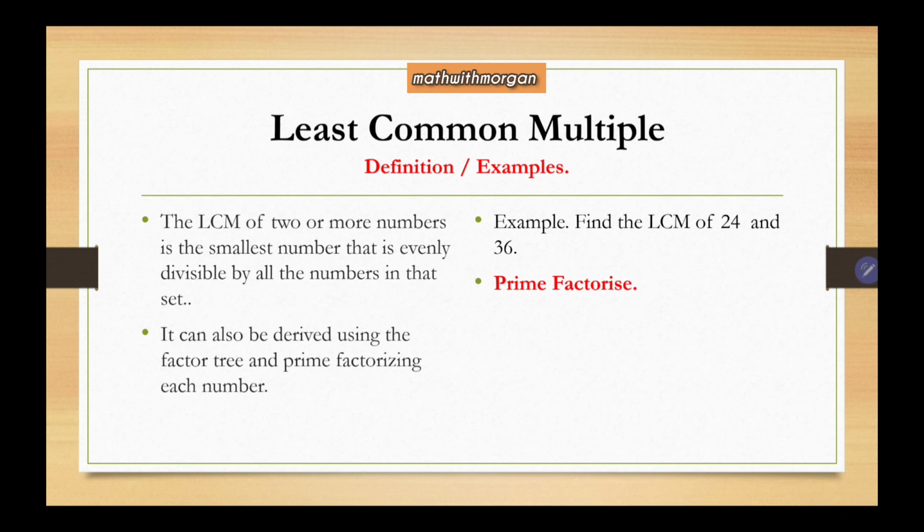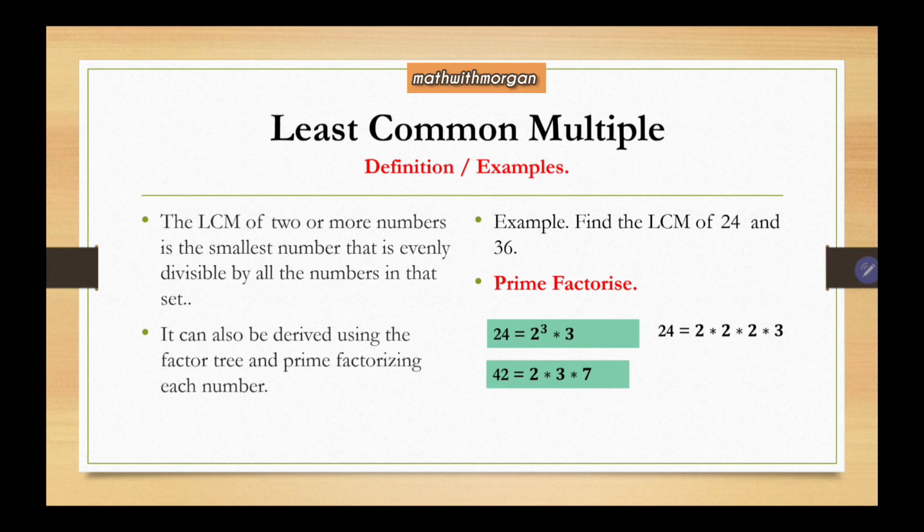So we'll start by prime factorizing. Okay, so 24 can be written as 2 cubed times 3, and 42 can be written as 2 times 3 times 7. Excuse me. Alright then. In this case, we write them in expanded form and we get what they share in common again. We have a 2 and a 3.